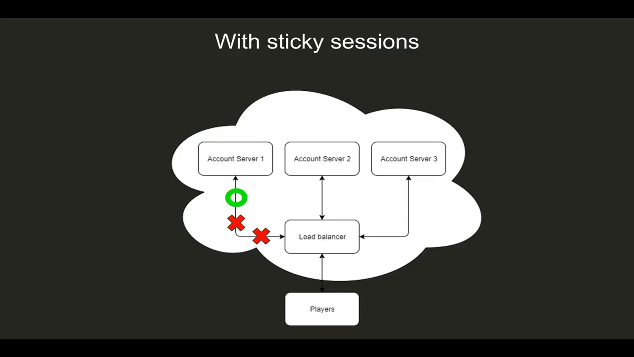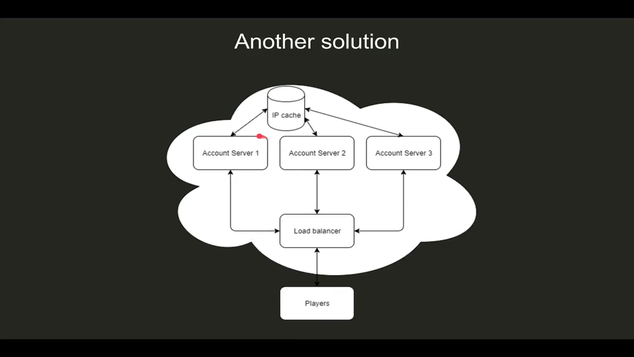Just for reference though, I'll tell you about the other solution I thought of. It's to share the IP cache between the account servers. This would typically be done with an in-memory cache that all of the servers would reach out to before processing a request. That's it for the problem and the solution.